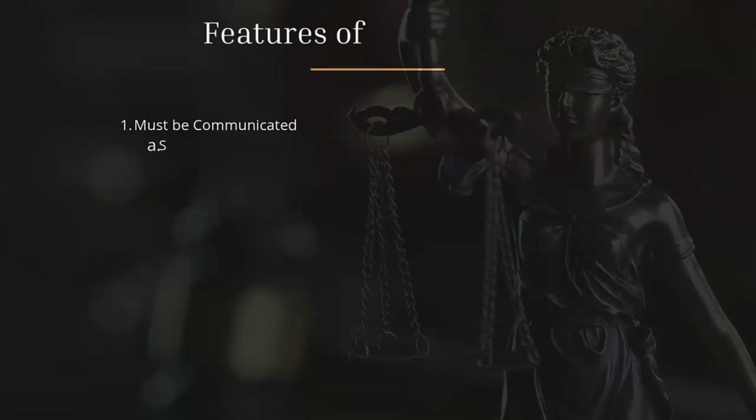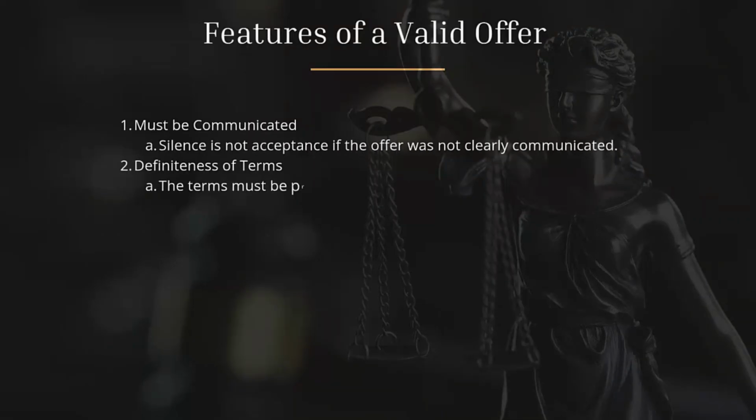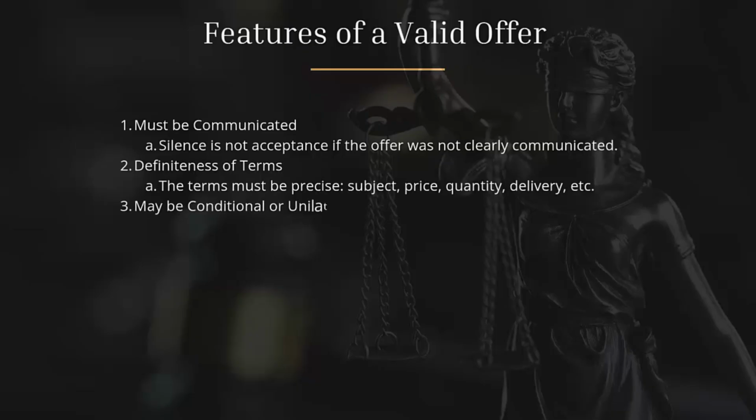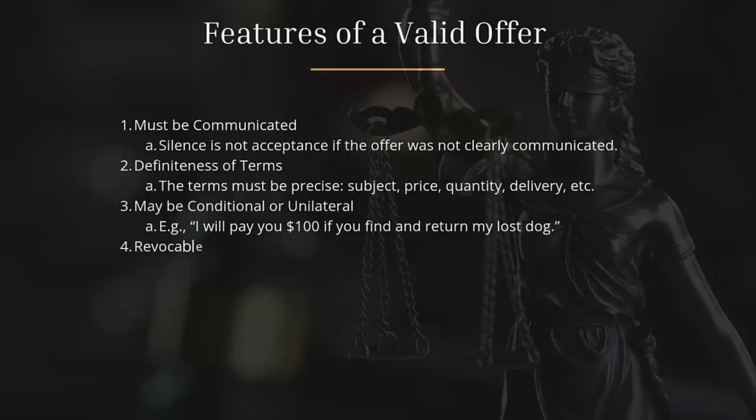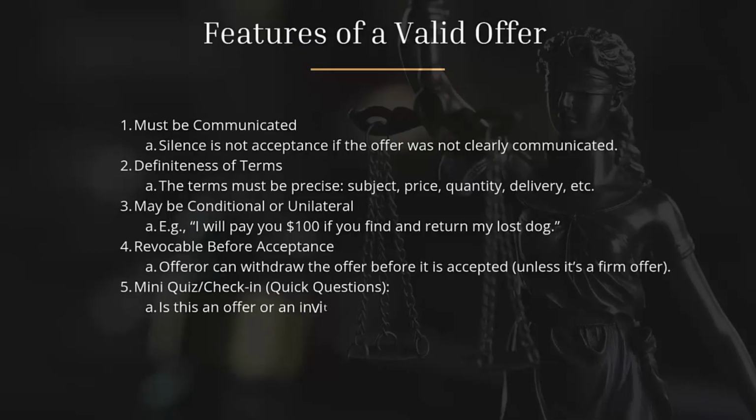Features of a valid offer. 1. Must be communicated. Silence is not acceptance if the offer was not clearly communicated. 2. Definiteness of terms. The terms must be precise: subject, price, quantity, delivery, etc. 3. May be conditional or unilateral, e.g., I will pay you $100 if you find and return my lost dog. 4. Revocable before acceptance. Offerer can withdraw the offer before it is accepted.